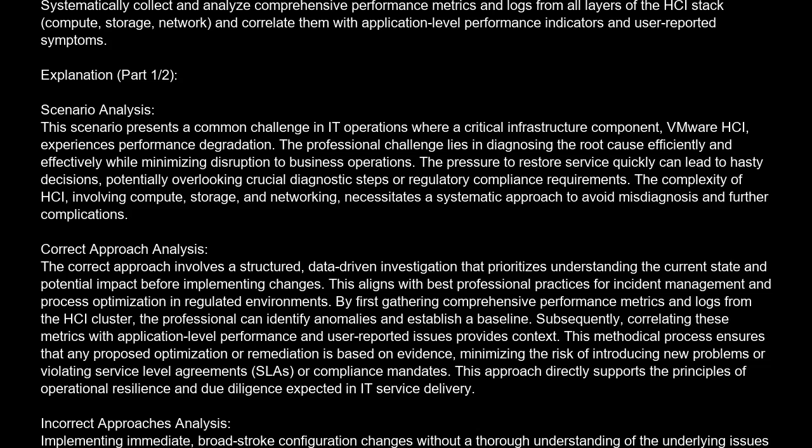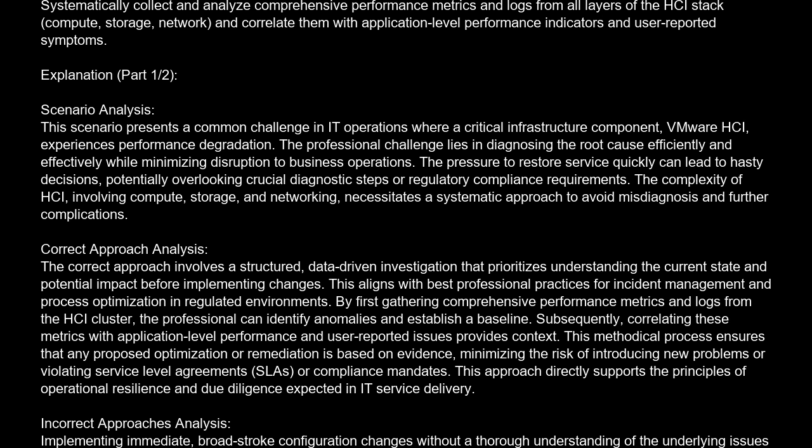The correct answer is B. Systematically collect and analyze comprehensive performance metrics and logs from all layers of the HCI stack, compute, storage, network, and correlate them with application-level performance indicators and user-reported symptoms.